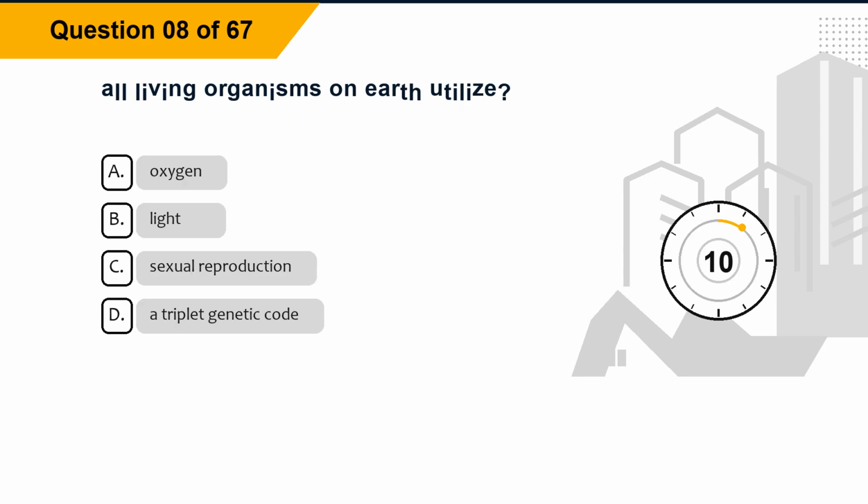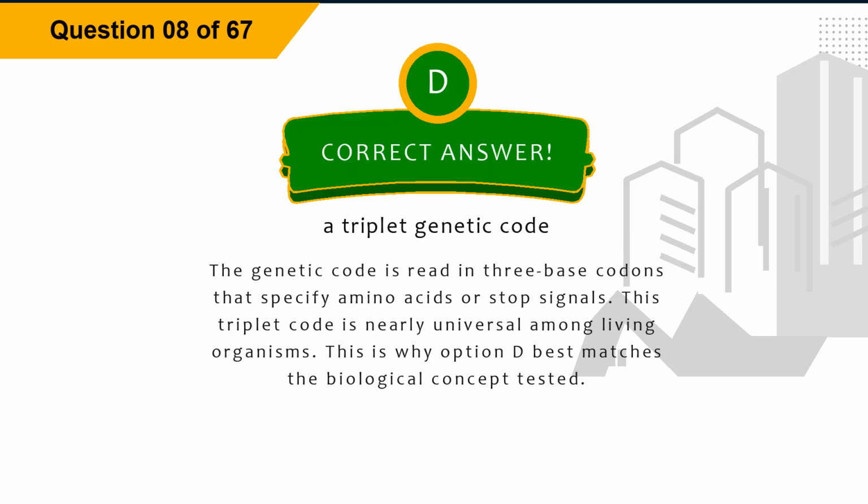Question 8. All living organisms on Earth utilize? Option A, oxygen. Option B, light. Option C, sexual reproduction. Option D, a triplet genetic code. The correct answer is Option D, a triplet genetic code. Explanation: the genetic code is read in 3 base codons that specify amino acids or stop signals. This triplet code is nearly universal among living organisms. This is why option D best matches the biological concept tested.